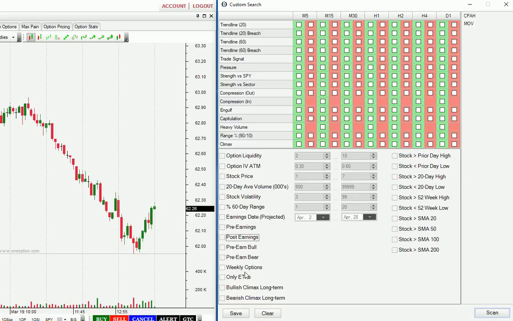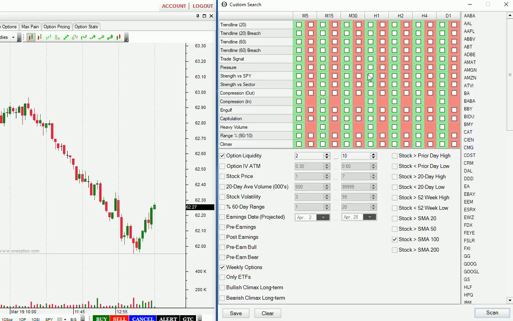That's about all I need to show you because you can sort by ETF only, the longer term bullish and bearish Climax. This is all self-explanatory. The SMA is based on a daily SMA. So if I were looking for a stock that is above its 100-day MA, I'm going to probably find a whole lot of them. And this really is intended to be used in conjunction with other criteria.